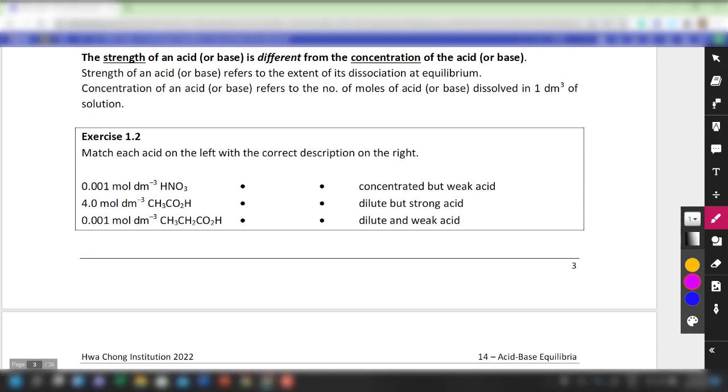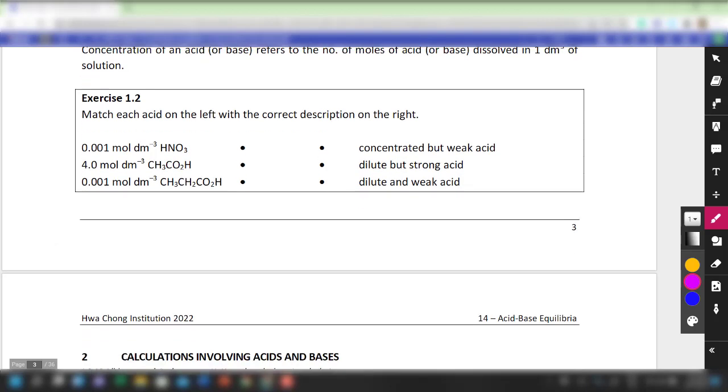Okay, let's move on to exercise 1.2, where you are supposed to match each acid on the left with the correct descriptors on the right. Okay, so we have a very dilute nitric acid. Nitric acid, as we discussed earlier on, is a strong acid. So therefore it is a dilute but strong acid. Okay, so dilute and strong acid. So we match these two.